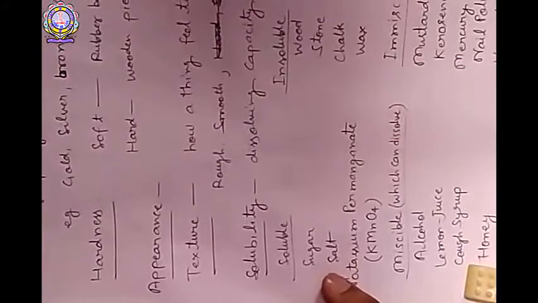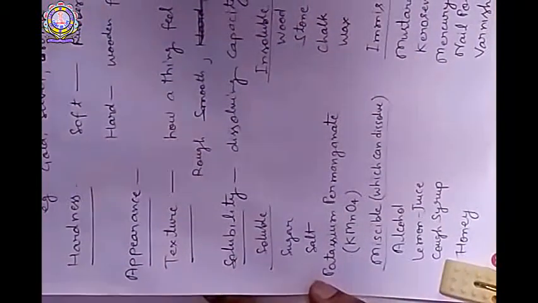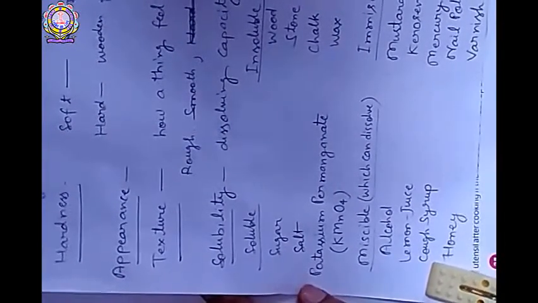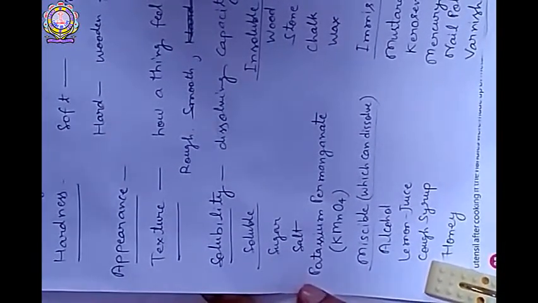Hardness: we can also divide things according to their softness or hardness. Appearance: we can also sort things according to their appearance, how the thing looks, and according to their texture, how the thing feels to touch, whether it is rough or smooth.